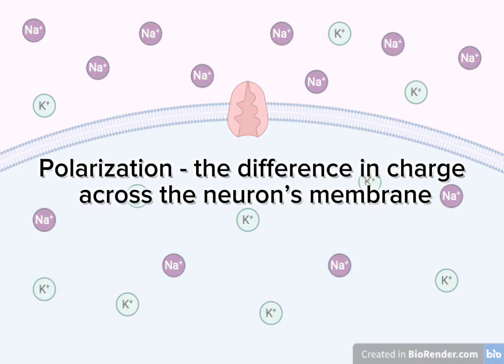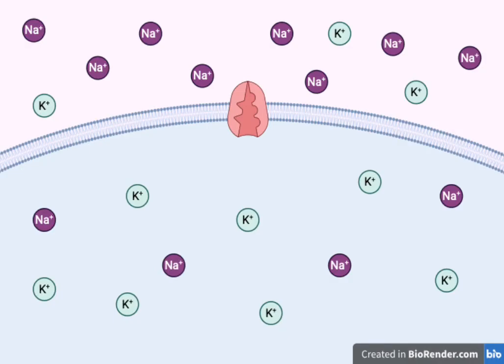Polarization refers to the difference in charge across the neuron's membrane. At rest, the inside of the neuron is more negative than the outside, which is called the resting membrane potential.